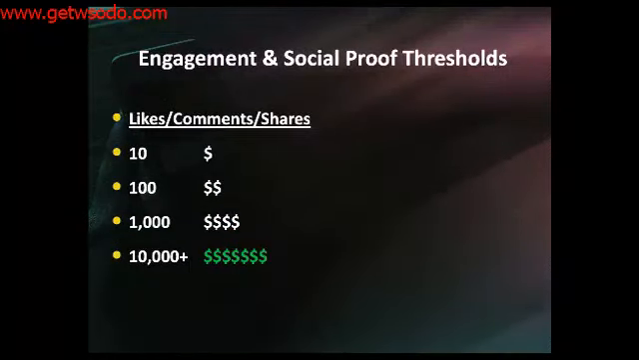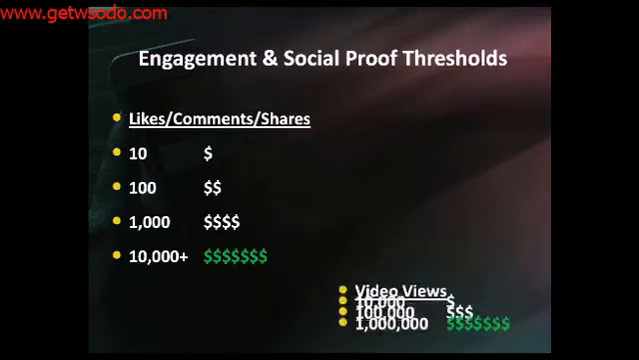All right. Next is social proof thresholds. Okay. I find that when you have more social proof, it dramatically can reduce your costs on your ads. So basically, 10 is the first threshold. You don't really notice a difference until you hit 1,000 likes, comments, shares. And then once you hit 10,000, it's a massive difference.